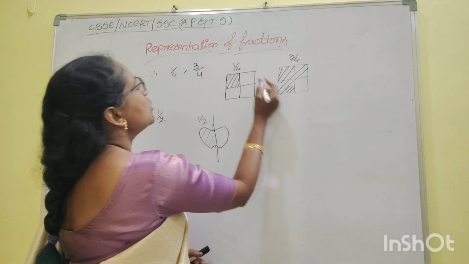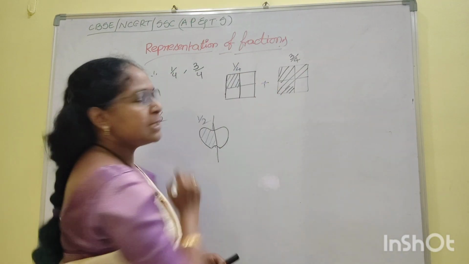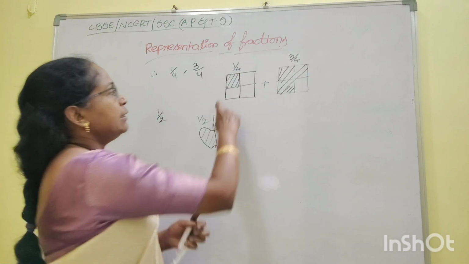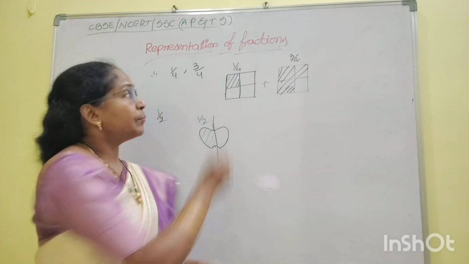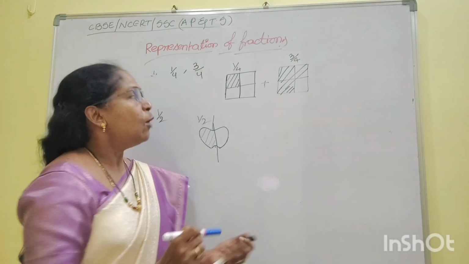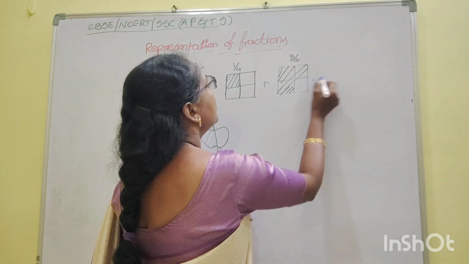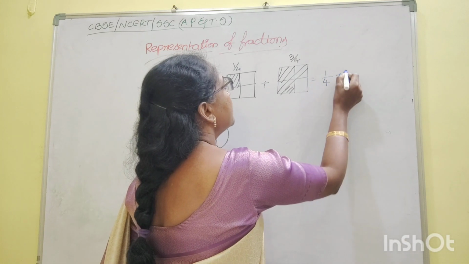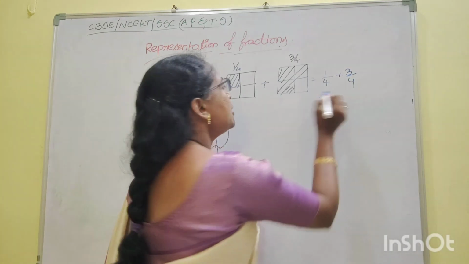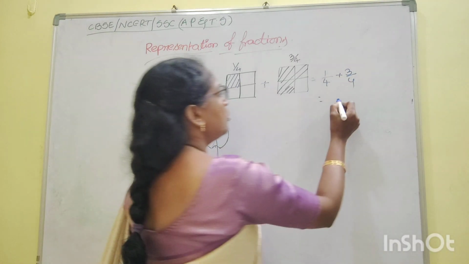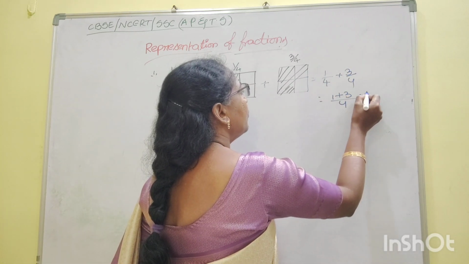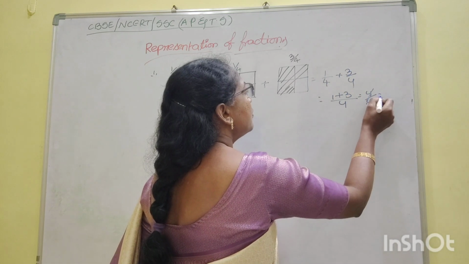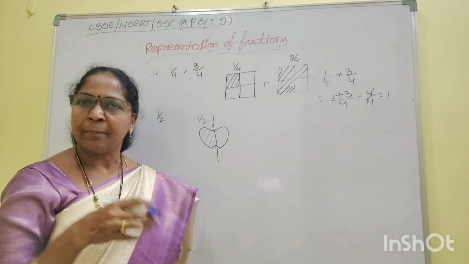Suppose we add these two fractions. For example, this is the question. Now, with these two pictures, how to add the fractions? Mathematically we know that it is 1 by 4 plus 3 by 4. These two are like fractions. So 4 is the denominator value and the numerators you can add directly. 1 plus 3 is 4. 4 by 4 is equal to 1.